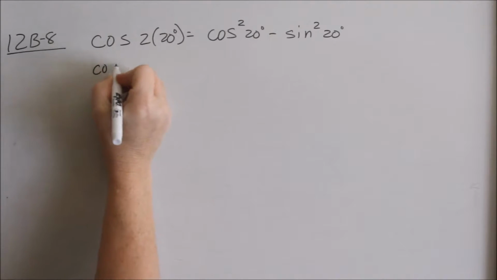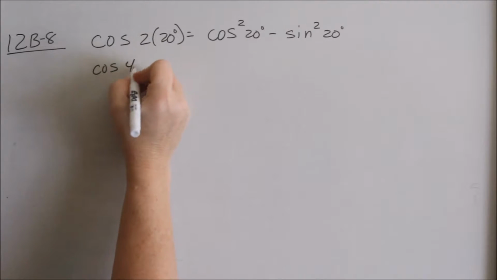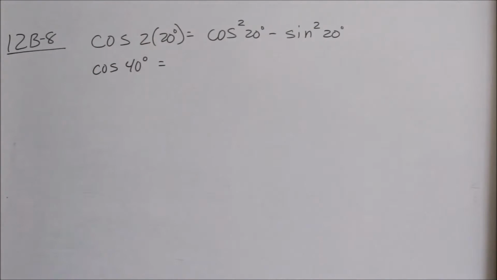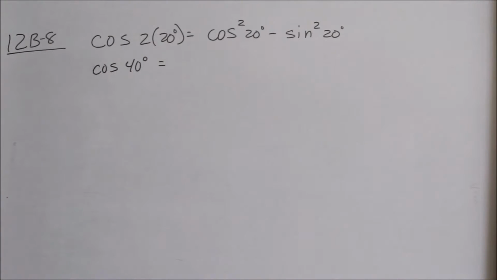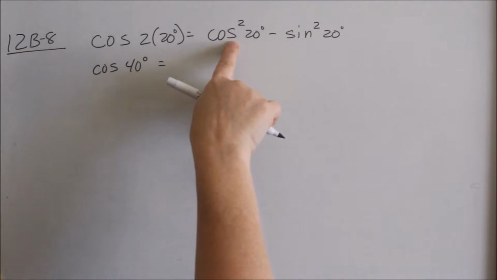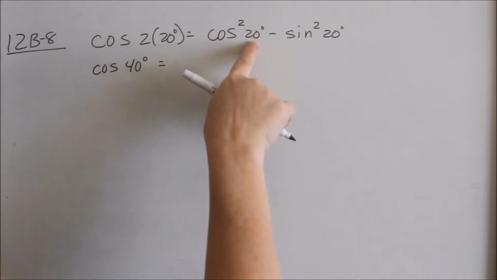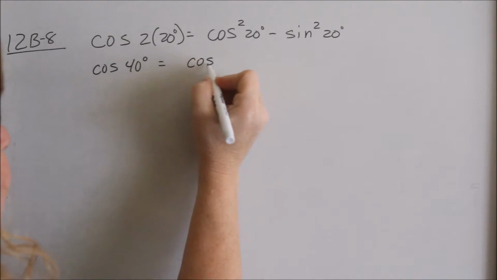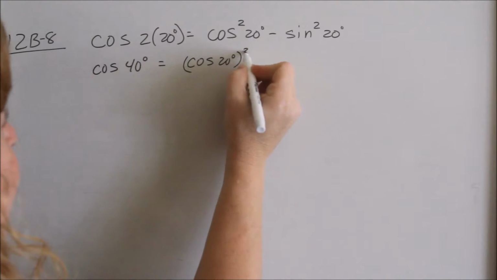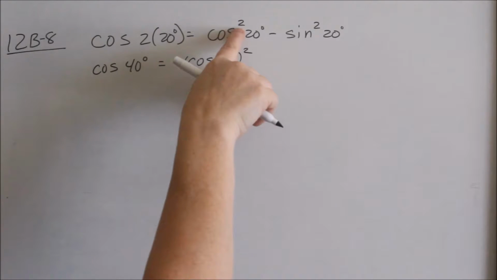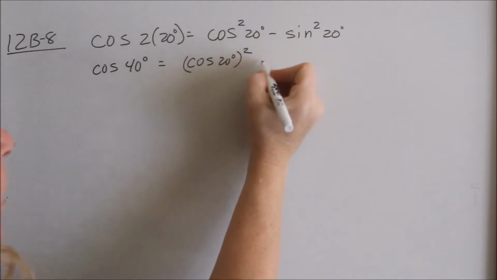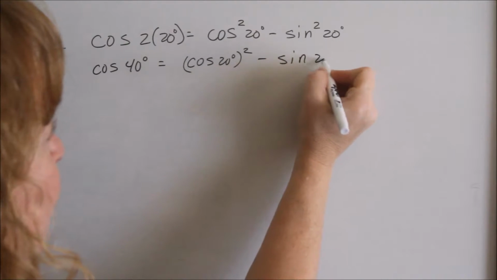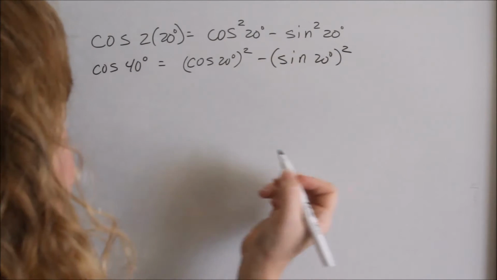So here, 2 times 20 degrees would be 40 degrees. So we're going to see if cosine of 40 degrees is equal to all of this. We're proving that these double angle identities work. Just as a reminder, cosine squared of 20 degrees means cosine of 20 degrees and then you square it. With our trig functions, the square is written in between the trig function word and the angle. So this also means sine of 20 degrees, then square it.